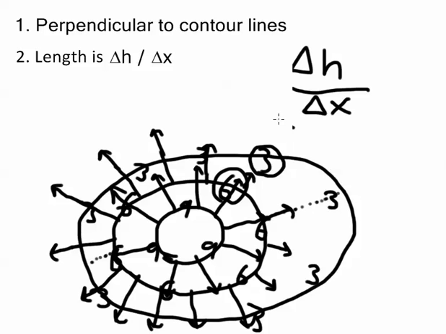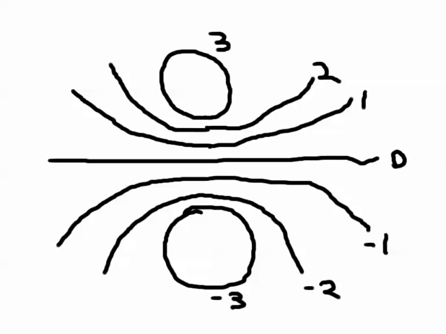Let's try that with another map. So here's another contour map. I've drawn some contour lines and I've given them numbers. I'm always allowed to put negative numbers on my number maps. There's no rule against that. So I've made some lines with 0 and a line with 1 and 2 and 3, and I also made a -1, a -2, and a -3 line.